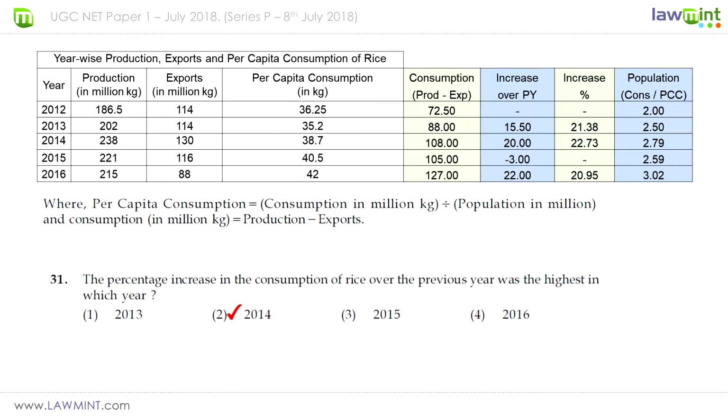Now, when we calculate the percentage increase for 2013, 14 and 16, we see that the answer would be 2014, where the percentage increase has been 22.73. Even if we had just calculated 21, 22 and 20 and not the digits after the decimal point, we could have identified that 2014 was the year in which there was the highest increase, and option 2 is the correct answer for this question.